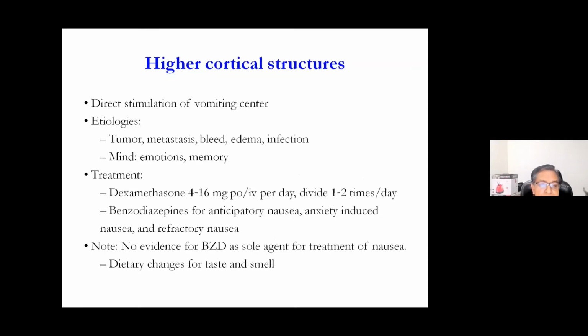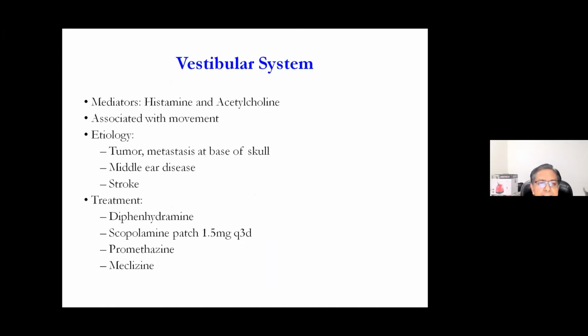In these patients, the anxiety needs to be managed by good counseling, by giving them a realistic hope, and we can also add dexamethasone so that the amount of edema decreases if it is because of infection, edema, or metastasis. When we talk of vestibular system, it could be tumor metastasis, or at times immunocompromised patients can have middle ear disease or even stroke because of bleeding issues. These can be managed very easily with scopolamine. Scopolamine remains the commonest drug that is used for these patients.